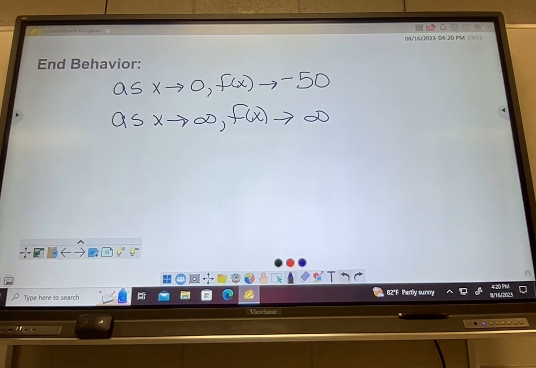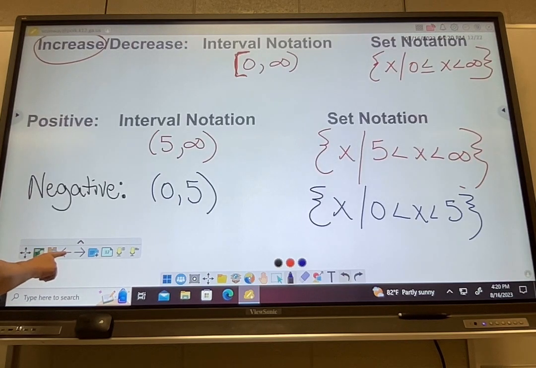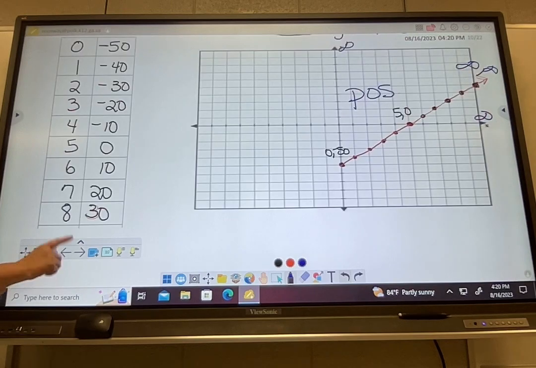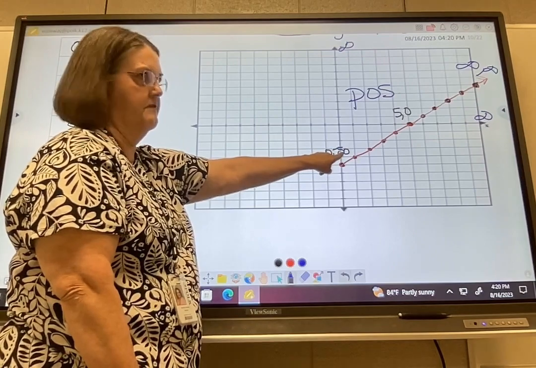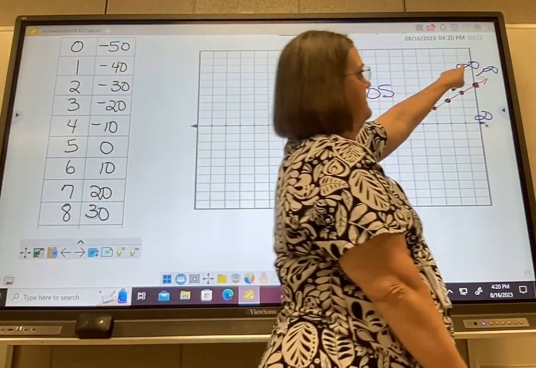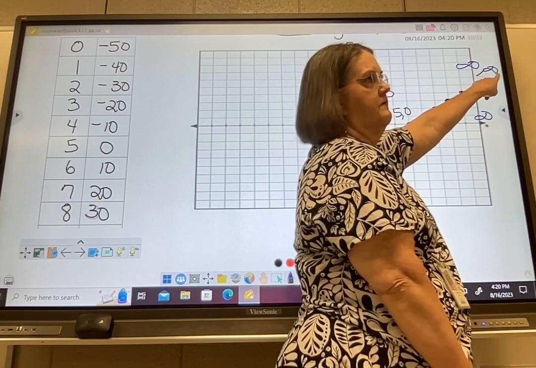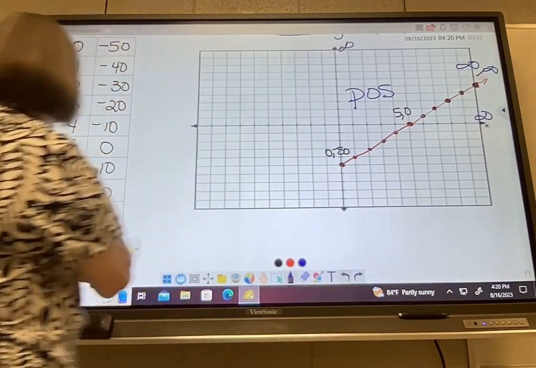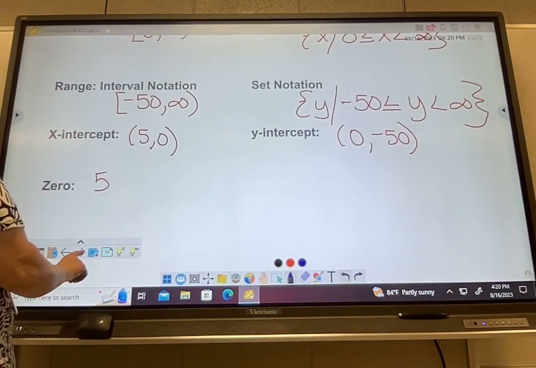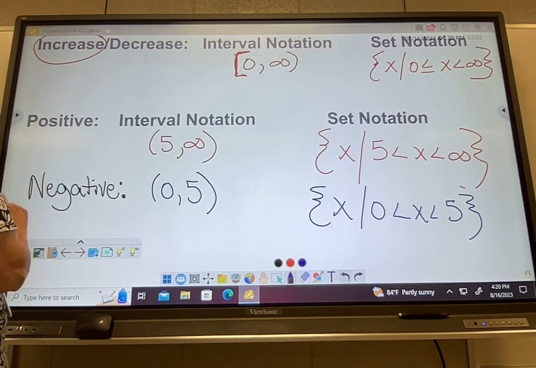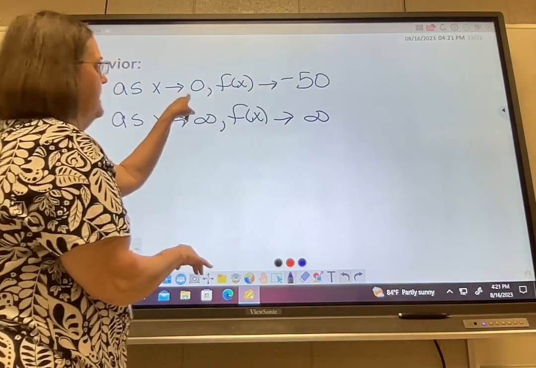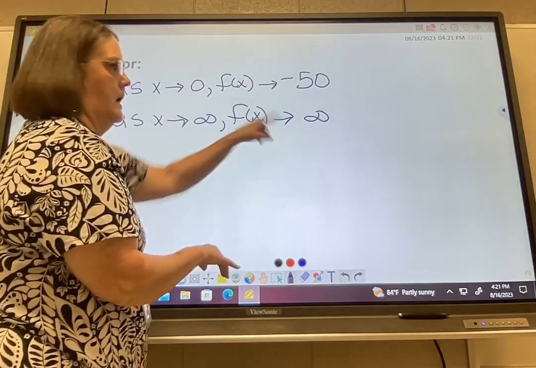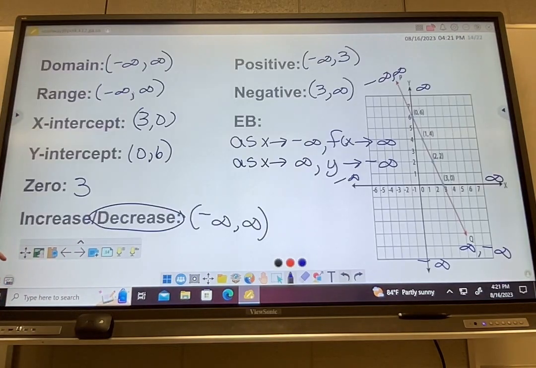All right, end behavior. As x approaches 0, f of x approaches negative 50. Look at the graph. Read the graph. Look at the ends. This is the end. As x approaches infinity, f of x or y approaches infinity. You literally read the ends. You just look at the end and see what the end is doing. That is it.